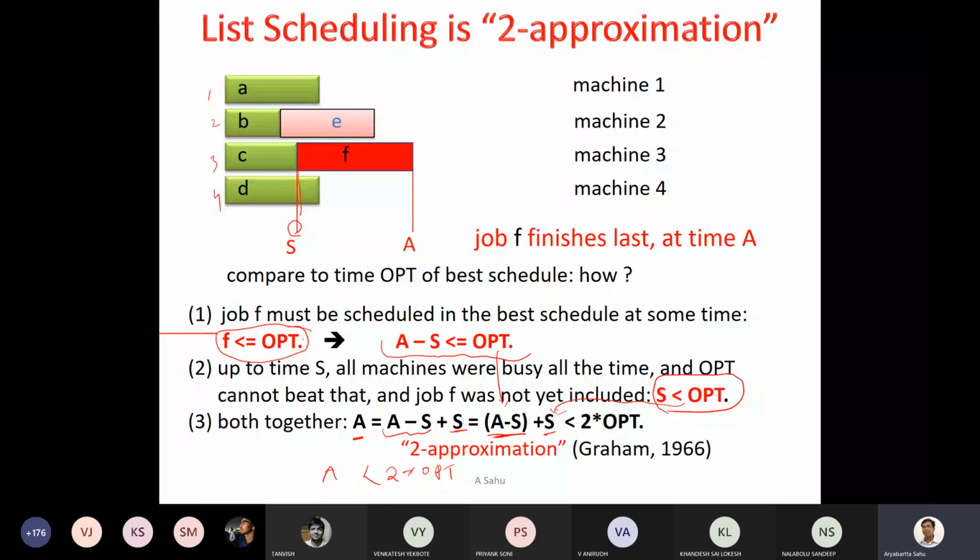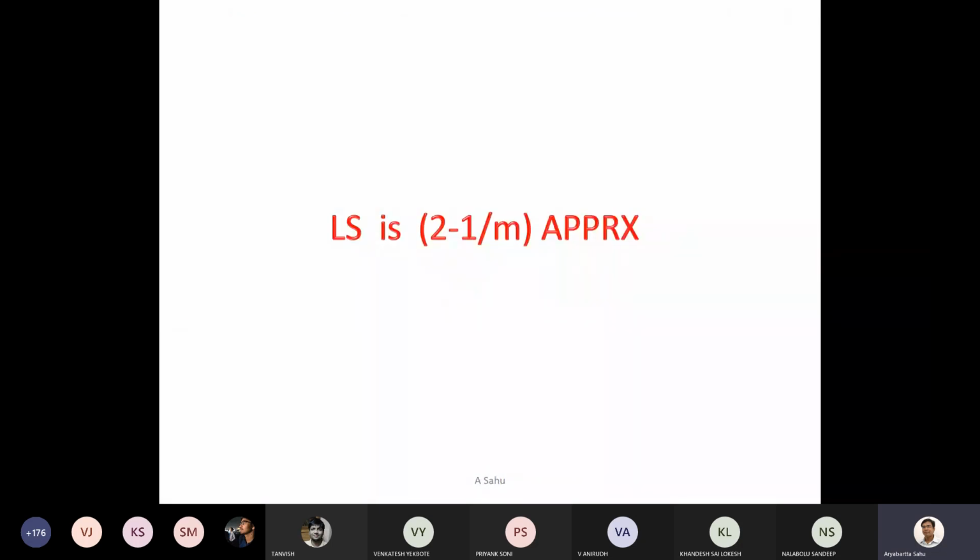With this very simplistic argument, we can prove that whatever the optimal list scheduling algorithm produces, this Cmax will be a 2-approximation. It will be less than 2 opt. And this is a very old, 1966 algorithm. What we can prove is that it is actually a 2 minus 1 by m approximation. Earlier it was 2, and now it is reduced to 2 minus 1 by m. So it is also significant.